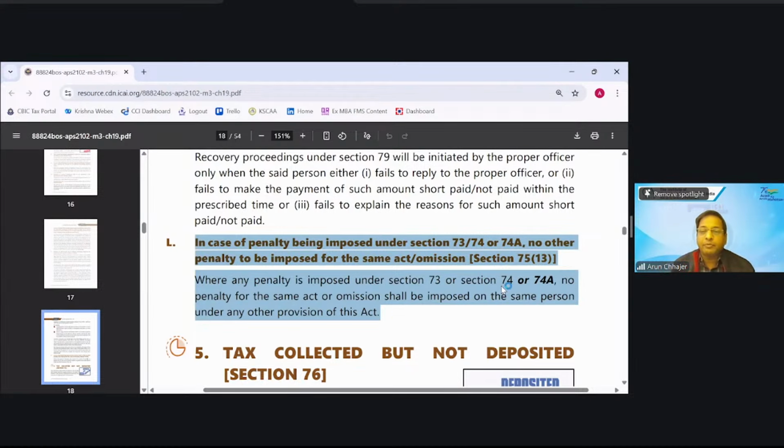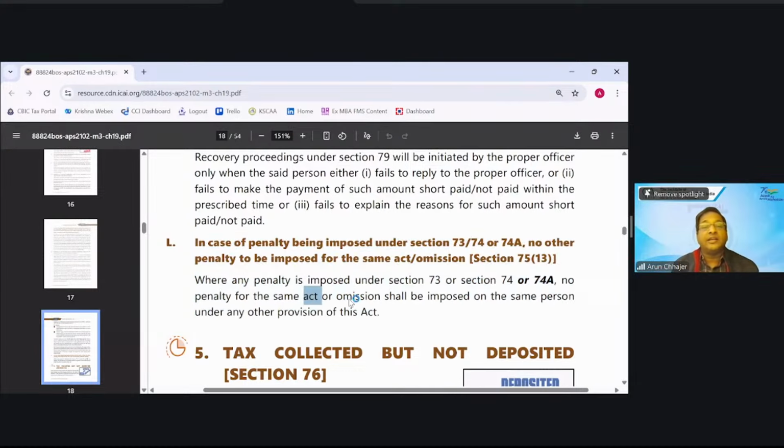When the penalty is imposed under section 73, 74 or 74A, no penalty for the same act or omission shall be imposed on the same person under any other provisions of this Act. So normally the penalty would be initiated in these sections only.